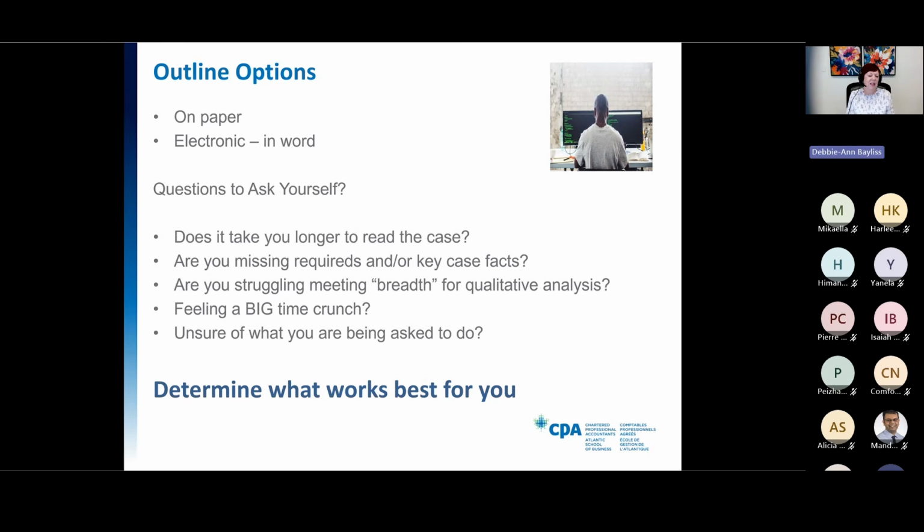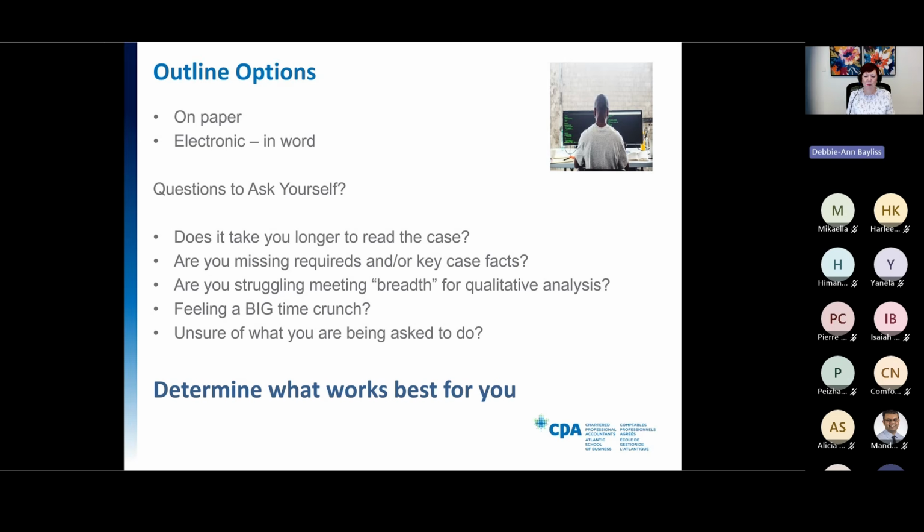If the answer is yes to any or all of those questions, I strongly encourage you to practice preparing your outline in Word, because again, you're going to have the relevant information there, and you can take that and turn it very quickly into your response, as opposed to having it on paper and then having to retype it into Word.